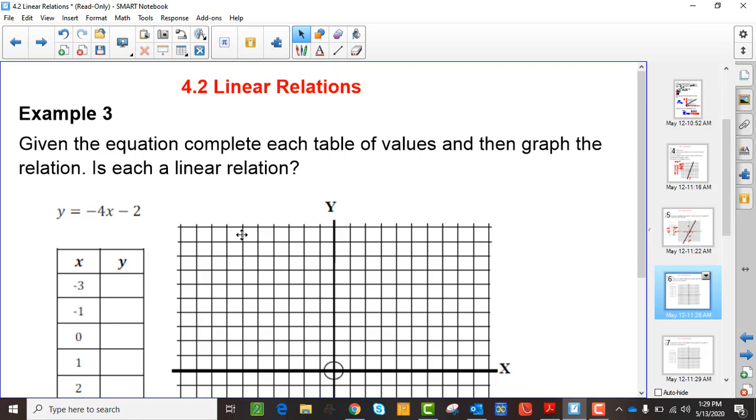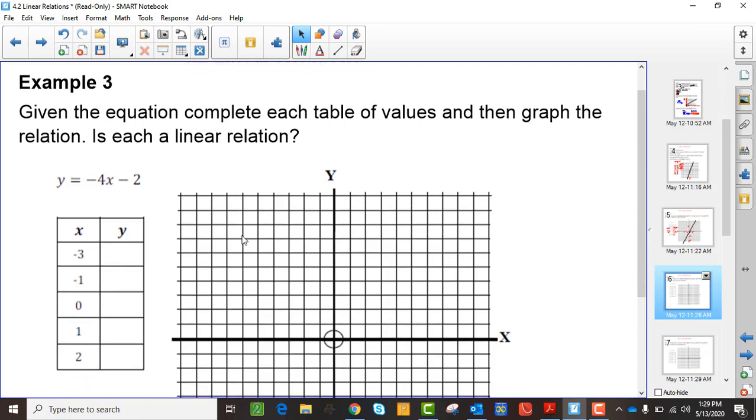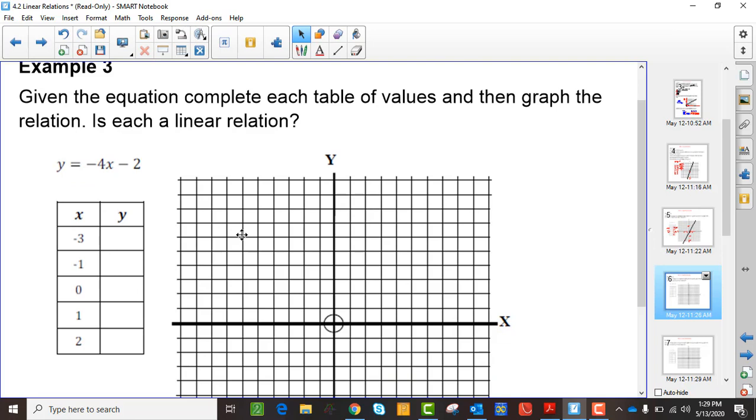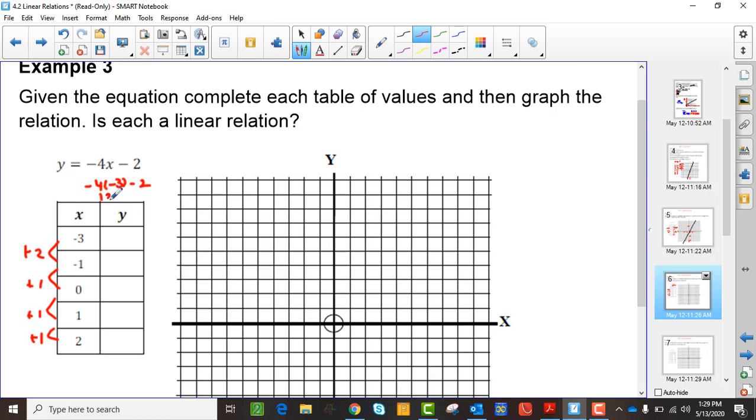And then here's another one. And I want you to notice again, this table doesn't jump consistently in the x. You'll notice hopefully that if you look here, this jumps by 2, right? I add 2, and then it keeps adding 1 after that. So it adds 1 there, and then adds 1 there. So if we look at this, same idea, but if I put in minus 3, I'm going to get minus 4 times minus 3, and then minus 2. That gives me 12. Okay, minus 4 times minus 3 is 12. Minus 2, so that gives me 10 in there.